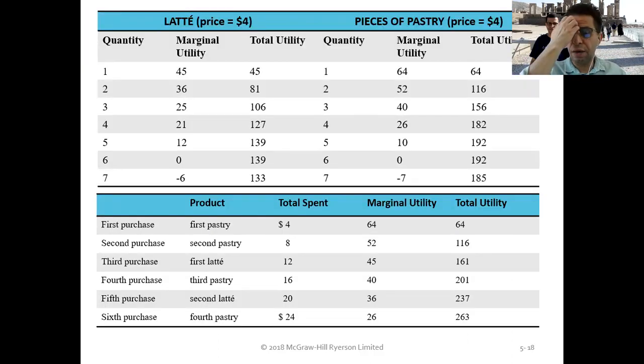Let's look at this. We have a piece of pastry, which is $4, and we have the latte, $4. We assume here the prices are the same. Now, the marginal utility for the latte is 45. Your total utility is giving you 45, and if you consume one quantity of pastry, you get 64. So definitely your choice will be selecting which one contributes more utility.